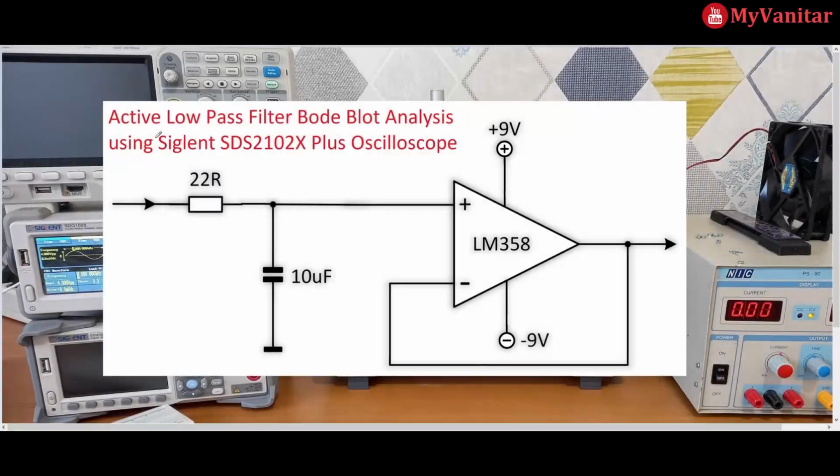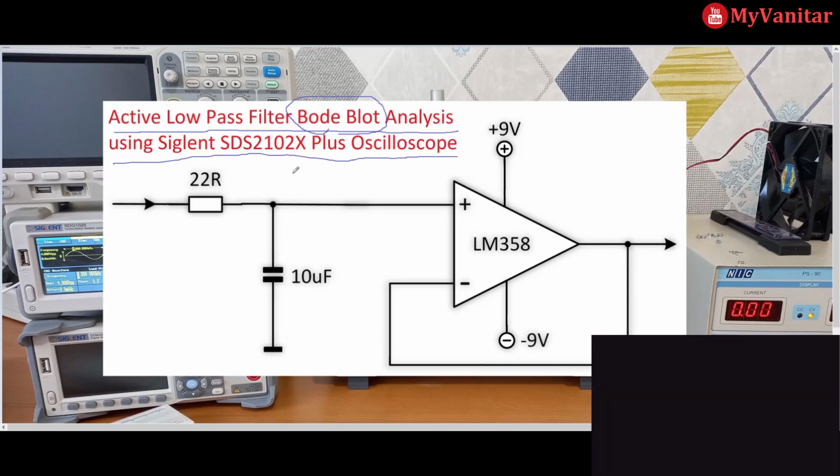Hi friends, in the second part of the active low-pass filter analysis, I will talk about active low-pass filter Bode plot analysis using the Siglent SDS2102X Plus oscilloscope. Some people also call this Bode plot. Both of them are correct. You can call it whatever you like, bode plot or Bode plot.